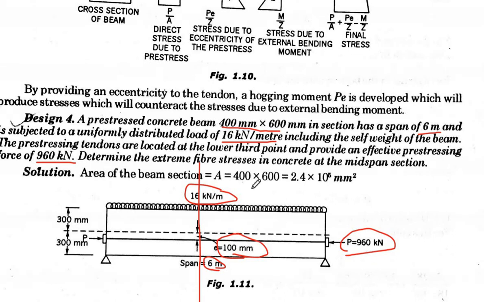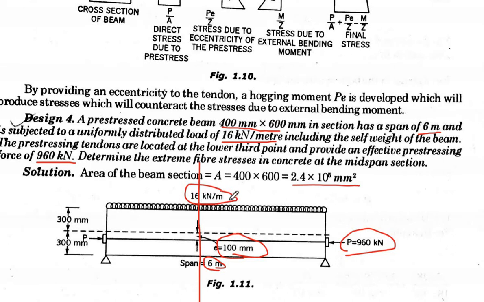So we can calculate the area, 400 into 600, which we got to be 2.4 into 10 to the power 5 mm square. Then we can calculate Z, which will be how much? Bd square by 6, and b and d we already know, the dimensions are given to us. Next is P, we know P by A, P is 960 kilonewton, area we know. The first stress we can calculate is the direct stress, P by A. Then the next stress is our what? Stress due to this bending moment. Now the bending moment due to this load will be how much?